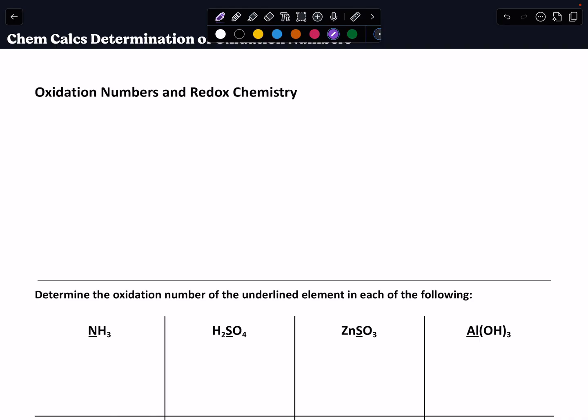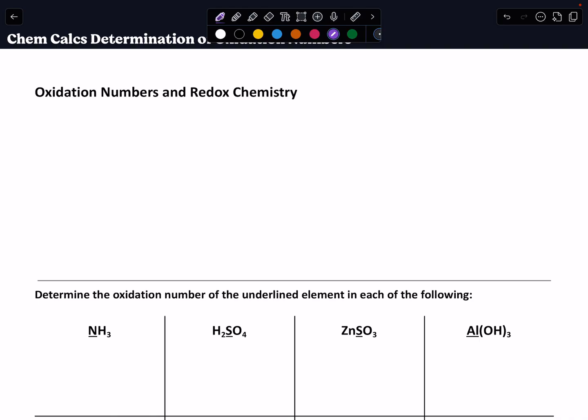This screencast is going to cover how you can determine the oxidation number of an element within a compound. Now, these compounds are going to be a blend of ionic compounds, covalent compounds, and acids. And if you follow this general set of rules, you should be able to figure out the oxidation number of any element within any compound.